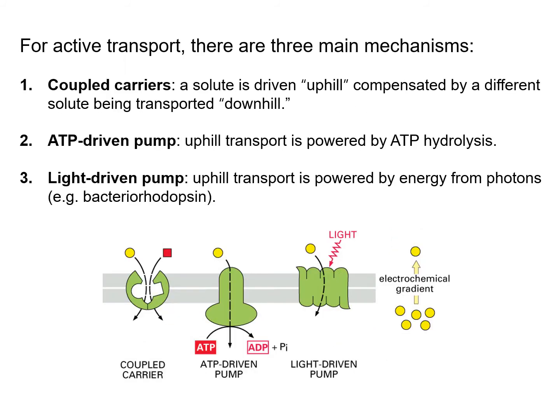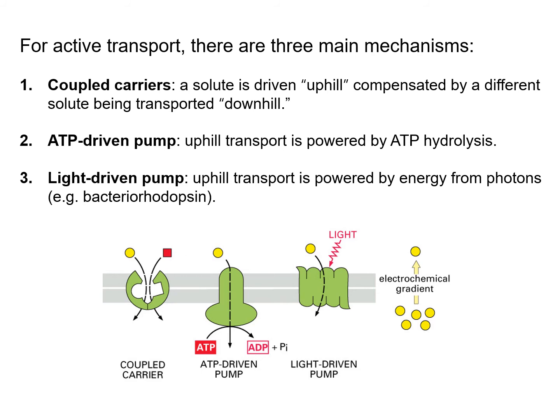For active transport, there are three main mechanisms: coupled carriers, ATP-driven pumps, and light-driven pumps. For coupled carriers, a solute is driven uphill. Uphill means going from low concentration to high concentration. So this molecule moves here, but that is compensated by a different solute being transported downhill. For this red rectangle molecule, the concentration gradient is set up so that this side is high concentration for the red rectangles, and this side is low concentration. So it'll be a natural downhill transport for this type of substance.